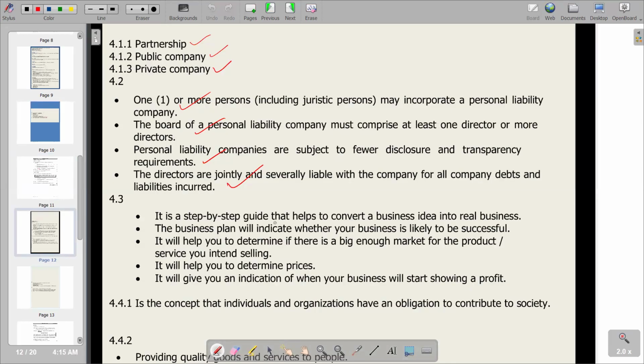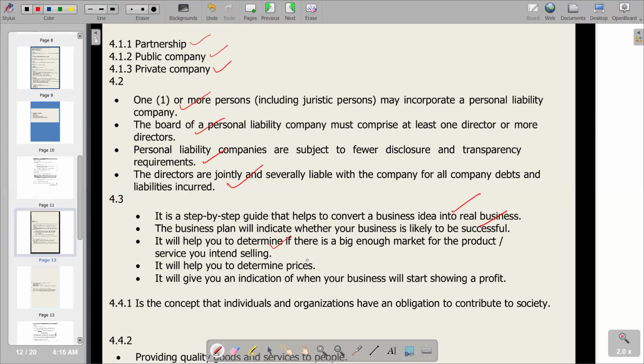First one is saying it is a step guide that helps to convert a business idea into a real business. The direction has been given by saying it is a step-by-step guide. It's giving you the guidelines in terms of how to operate. They say that the business plan will indicate whether your business is likely to be successful. Very important. Then it will help you to determine if there is a big enough market for the product or service you intend selling. So if it's a business that is starting to operate, you can be able to see before you start to operate if you've got enough market by the projections that you'll be making.